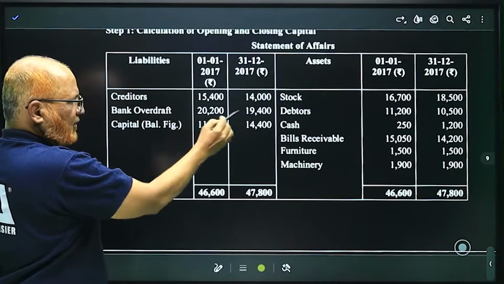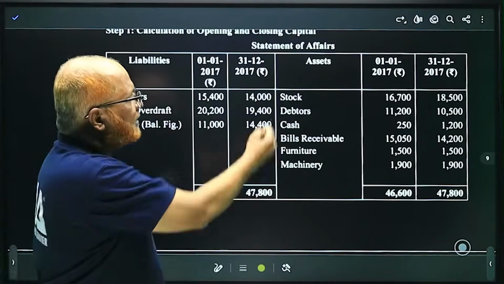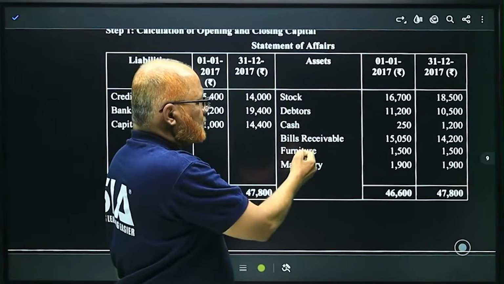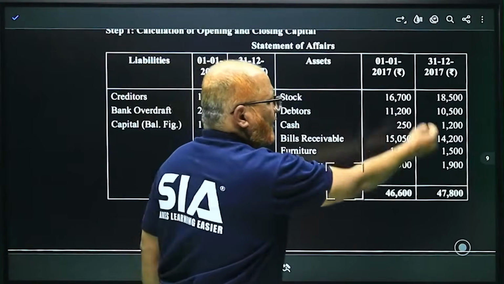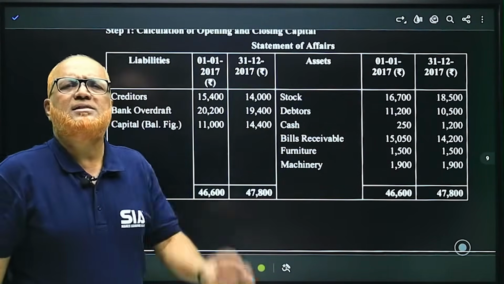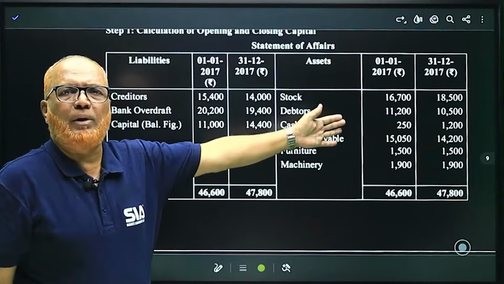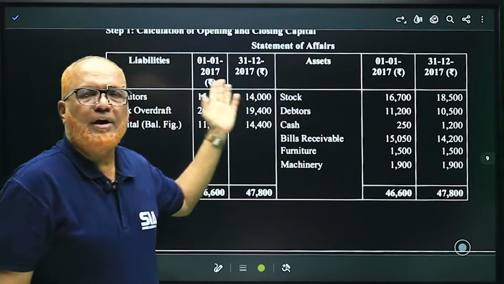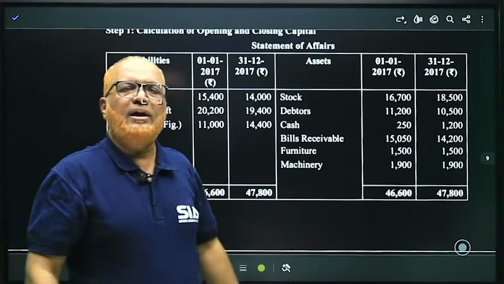Bank overdraft, beginning of the year, end of the year. Similarly, the assets are stock, debtors, cash, bills receivable, furniture, machinery, beginning of the year, end of the year. All the values are given. Simply, I have taken the values from the problem and put it under assets and liabilities. And you know accounting equation.